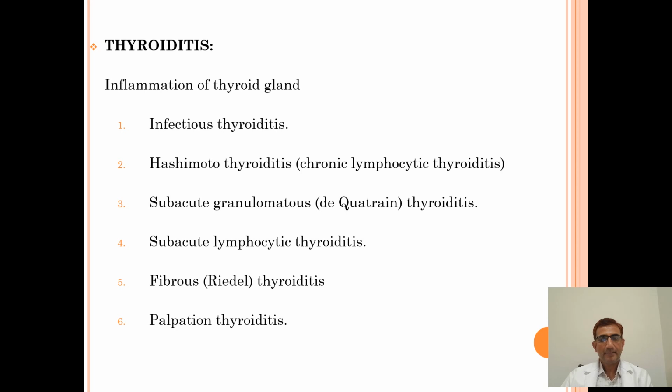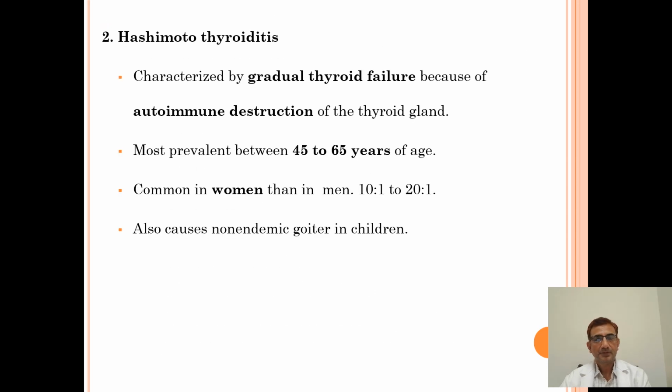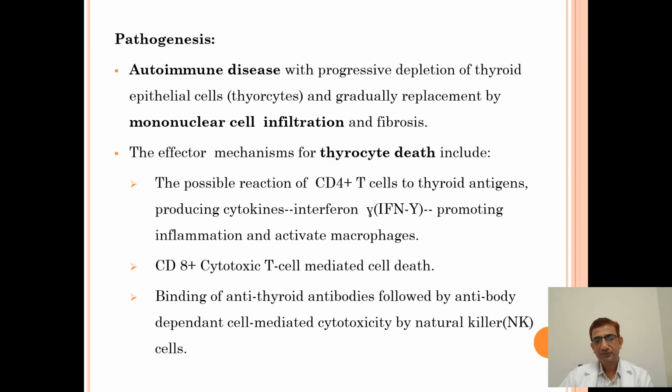Thyroiditis, that is inflammation of the thyroid gland, is seen in conditions like infectious thyroiditis, Hashimoto's thyroiditis, subacute granulomatous thyroiditis, subacute lymphocytic thyroiditis, Riedel's thyroiditis, and palpation thyroiditis. Coming to Hashimoto's thyroiditis, it is characterized by gradual thyroid failure because of autoimmune destruction of the thyroid gland, most relevant in the age group of 45 to 65 years, and females are more prone. It also causes non-endemic goiter in children. There is diffuse enlargement of the thyroid gland.